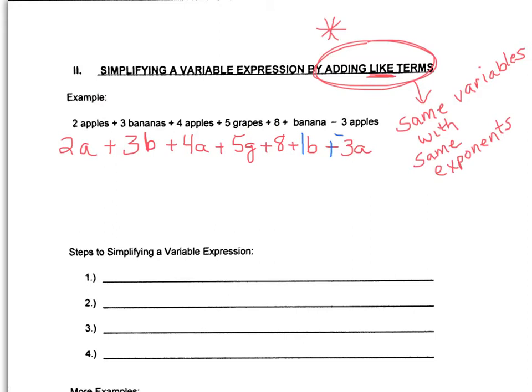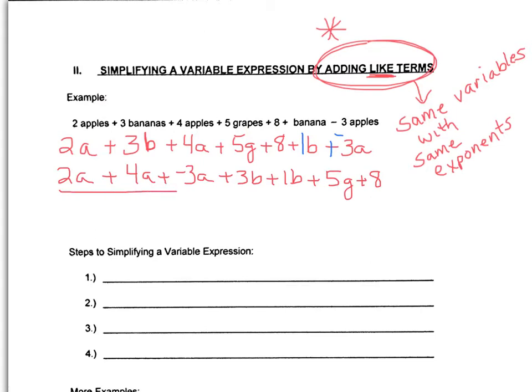You're going to put like terms together. So 2a, you're going to put the apples first. 2 apples plus 4 apples plus a negative 3 apples. Now you list the bananas. 3 bananas plus 1 banana. Then you have the 5 grapes and then the 8. So you reordered it, perfectly legal because of the commutative property of addition. And now you can add the like terms.